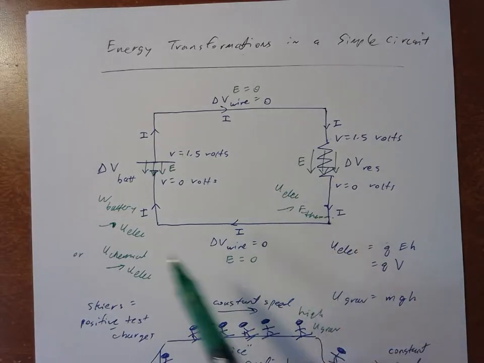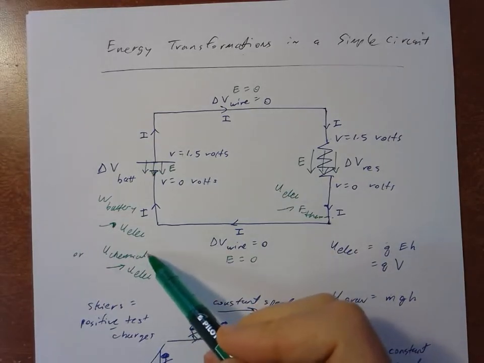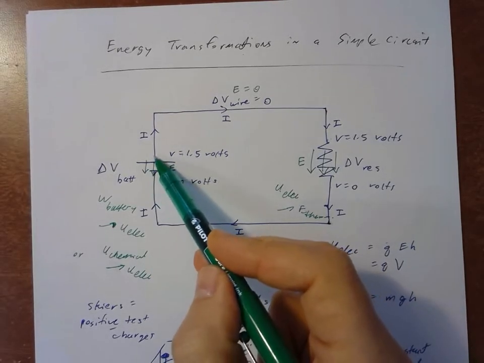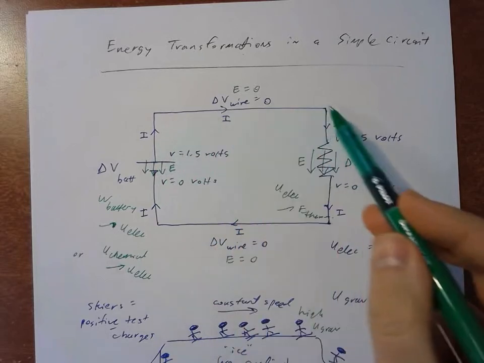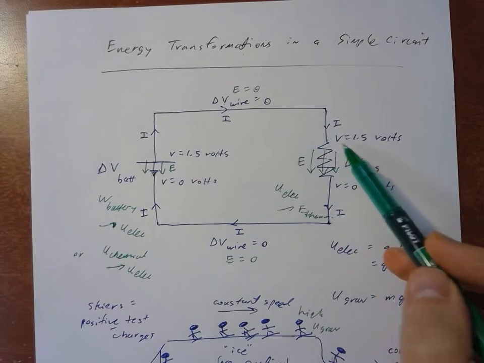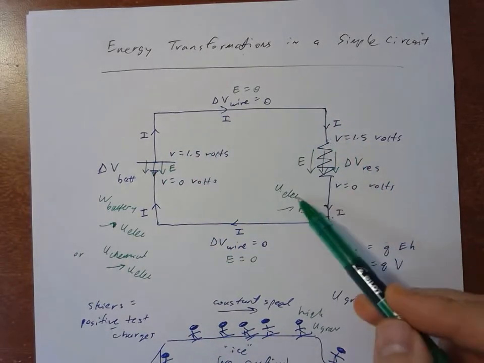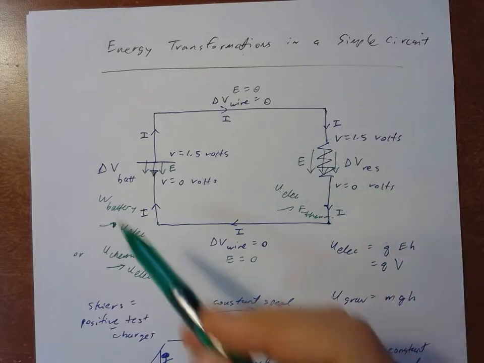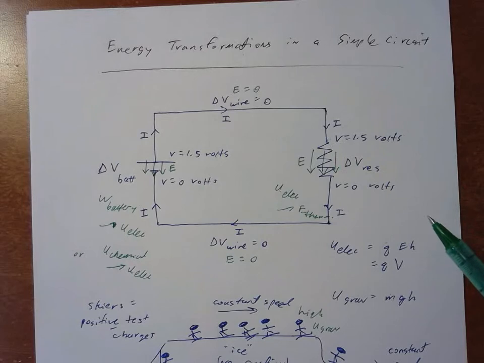So in this circuit, we have a transformation of chemical energy to electric energy in the battery, raising charges to higher potential energy. They carry that energy over to here, and then they're losing electric energy, and it will be converted to thermal energy in the resistor, and then the cycle repeats.